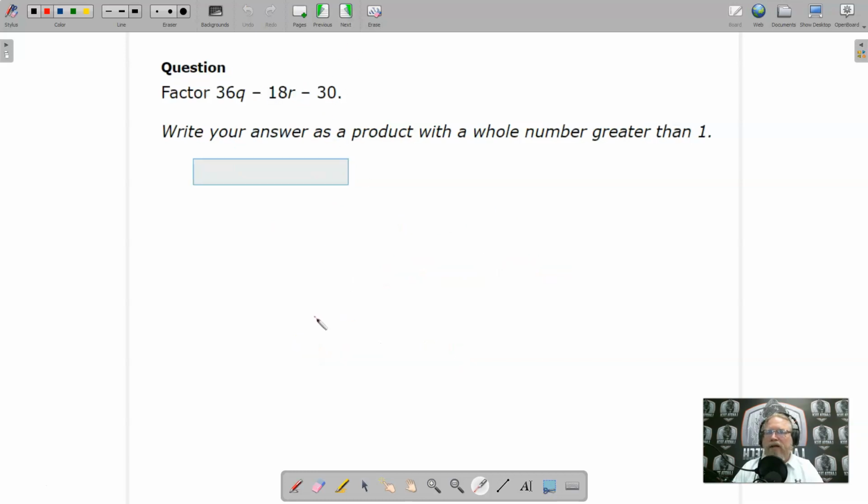Now let's see if we can start doing this without all the writing. Okay, so I'm going to go ahead and rewrite it. 36q minus 18r minus 30. So what do they all have in common?